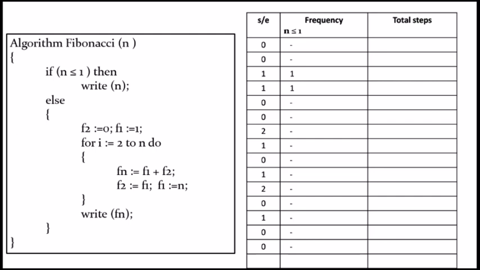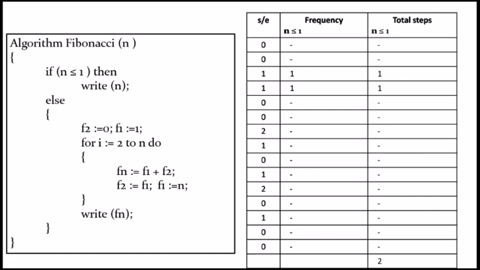So that means we are executing only two statements and the frequency is also 1, because we are executing that statement only one time. So if n is less than or equal to 1, then the total steps required will be 1 into 1, that is 1, and then for the write statement 1 into 1, that is 1.